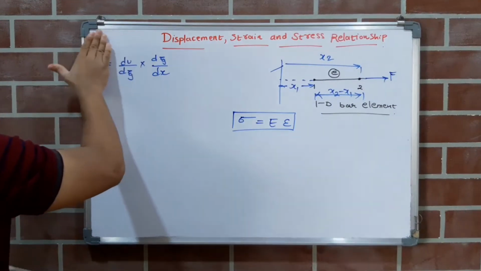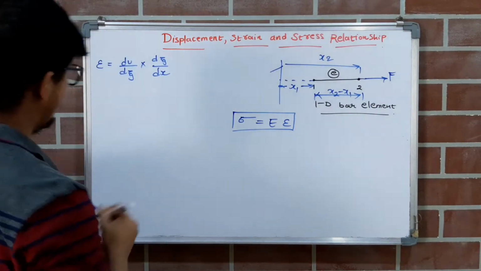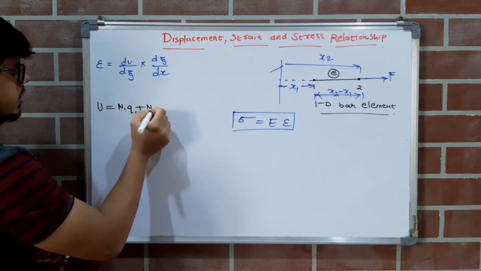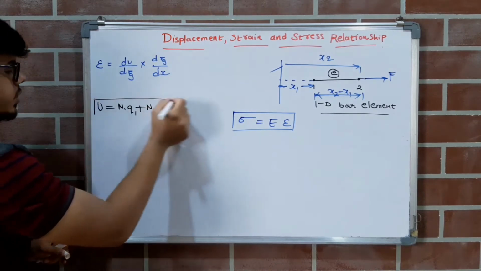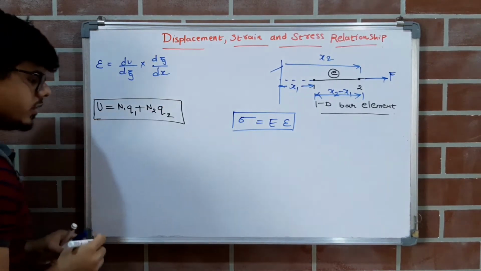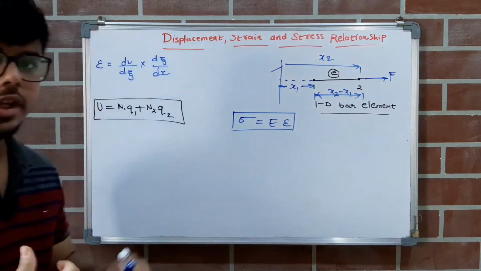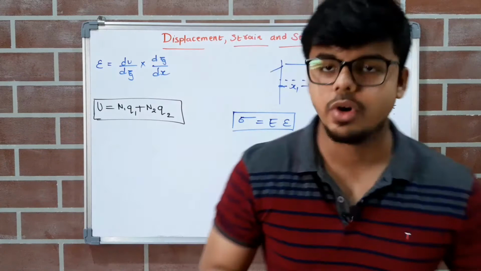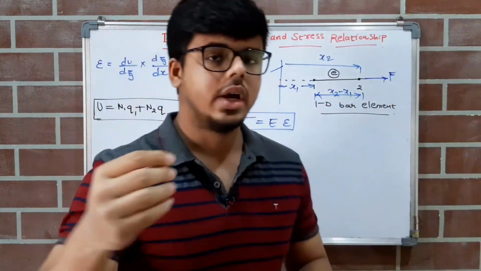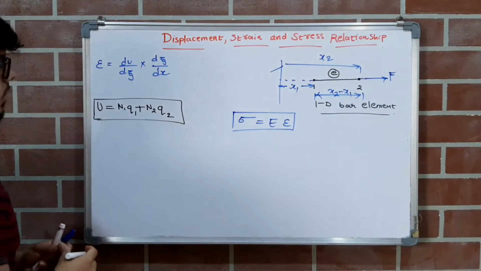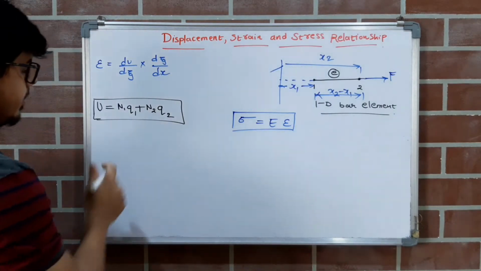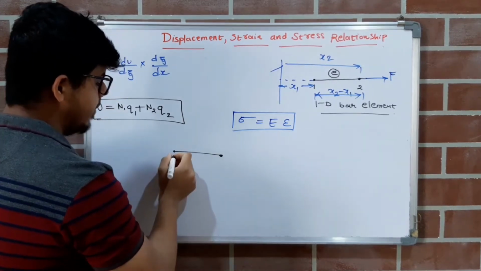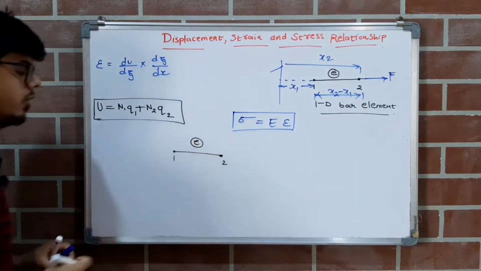So what is this u? u is given by u equals N1 q1 plus N2 q2. Now where is this u used? I will explain briefly the significance of this formula, but in detail I will make a separate video on the shape function, this u, and the properties of the shape function, right? In that I will explain in detail, but for now I will explain in brief. Where is this formula used? Suppose that you have an element E having nodes 1 and 2.